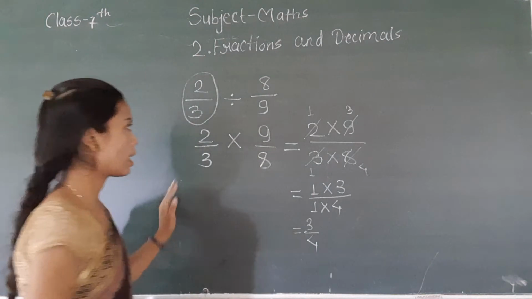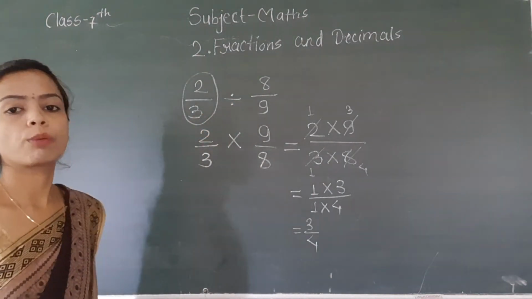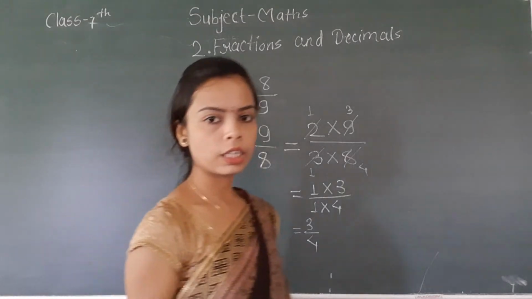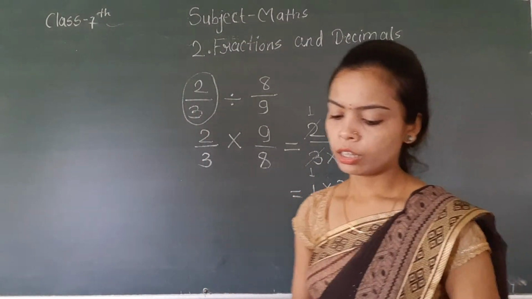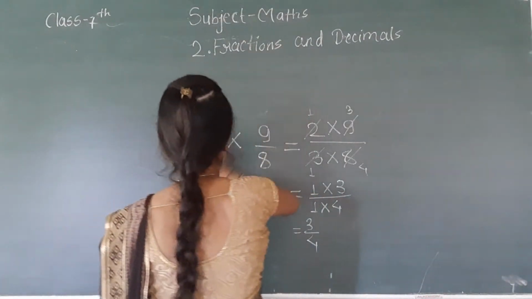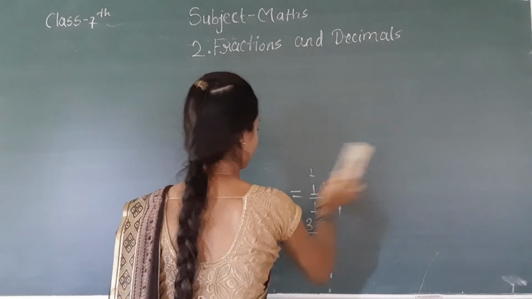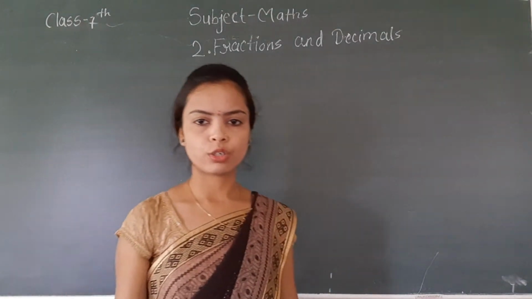So what is the answer of 2 by 3 divided by 8 by 9? It is equal to 3 upon 4. So in this way you have to divide the two fractions. Okay, now take some examples of it. I will give you the mixed fraction question.